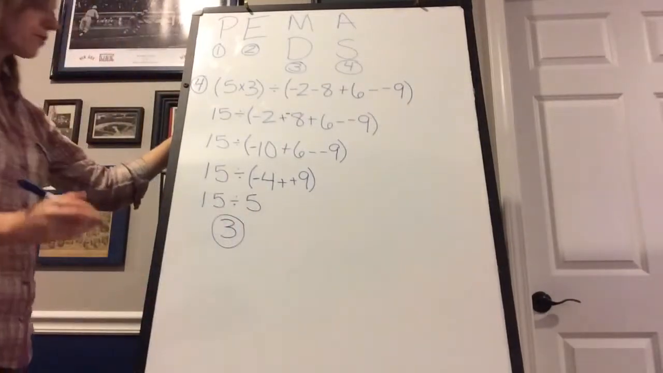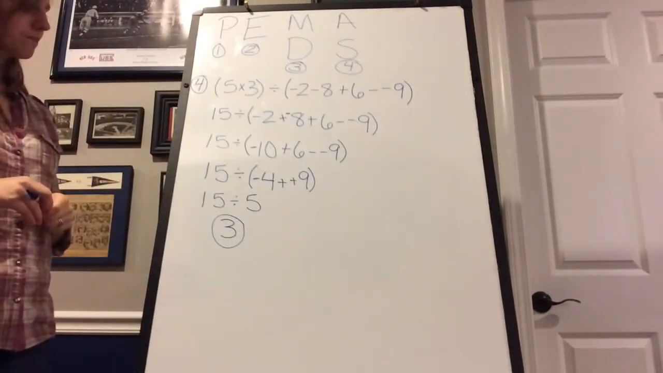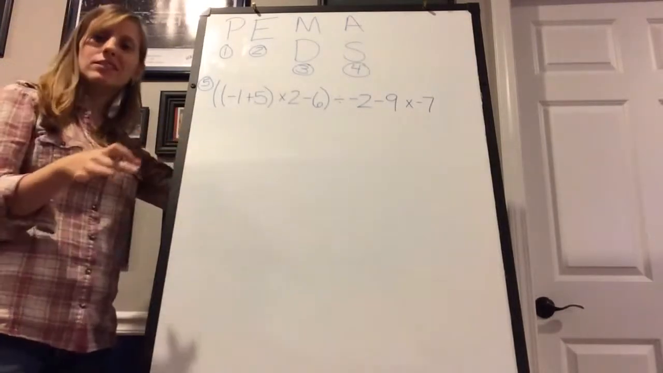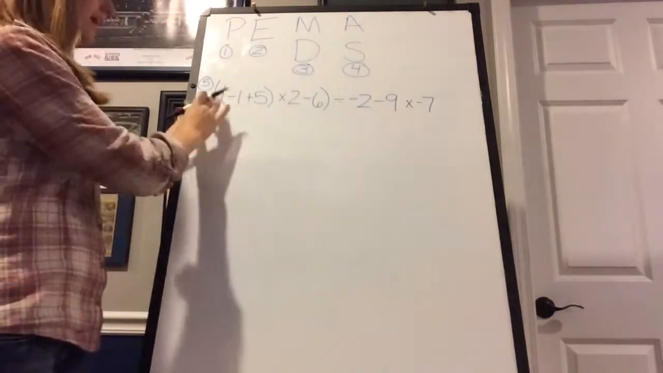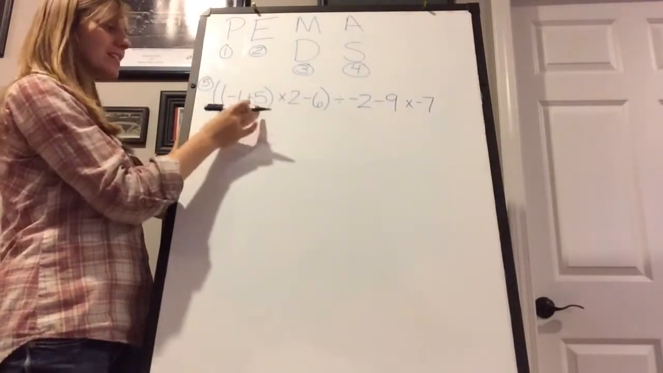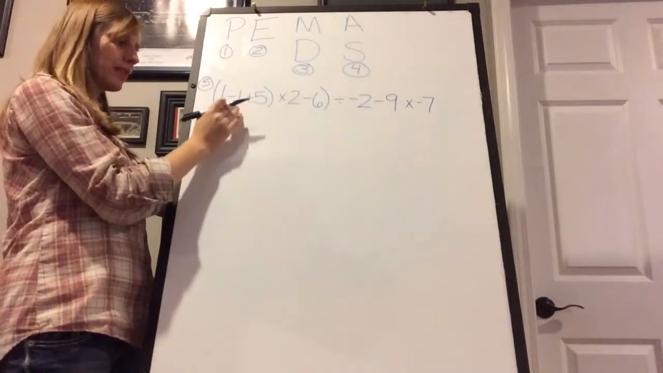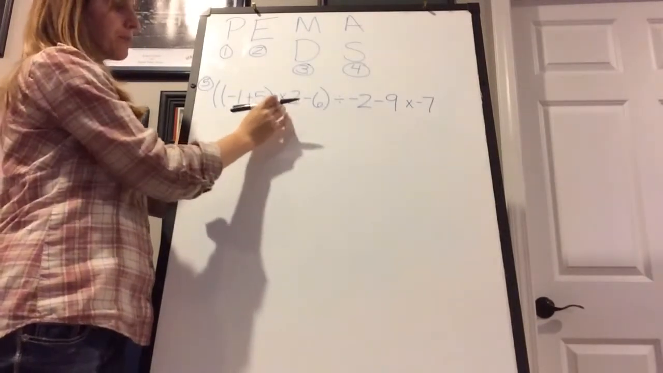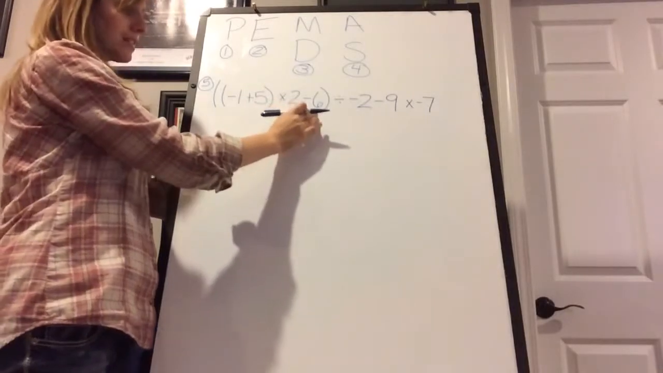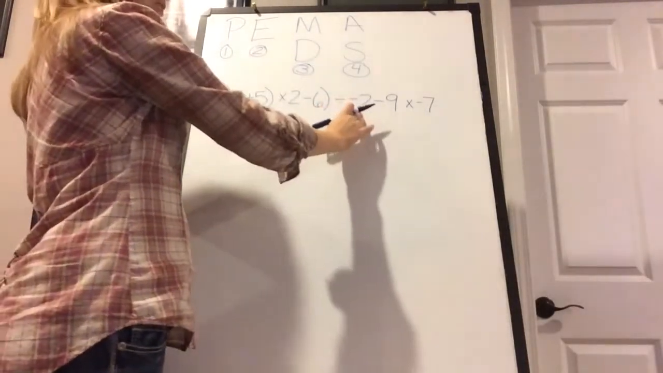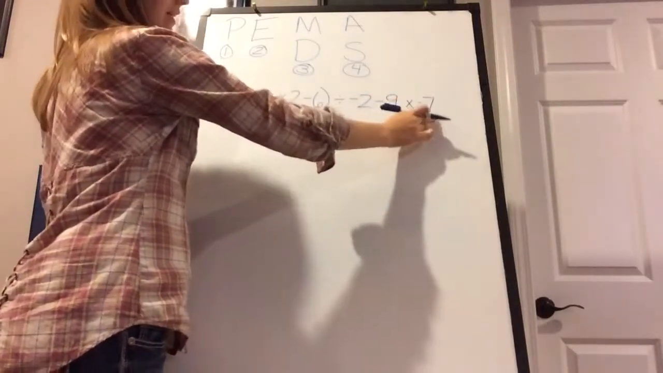So our answer for number 4 is +3. For problem number 5, we actually have a little different situation. You'll notice we have 2 sets of parentheses here. So I have a parentheses inside a set of parentheses with the -1 plus 5. And then outside of that smaller set of parentheses, we have times 2 minus 6. Then close the big set of parentheses divided by -2 minus 9 times -7.